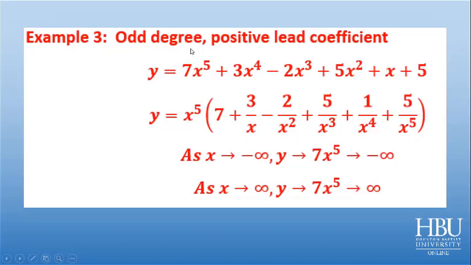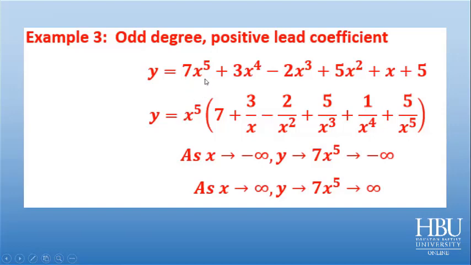What about an odd degree with a positive lead coefficient? Let's say that y equals 7x to the 5th plus 3x to the 4th minus 2x cubed plus 5x squared plus x plus 5. We have an odd degree, this is degree 5, and a positive lead coefficient 7.